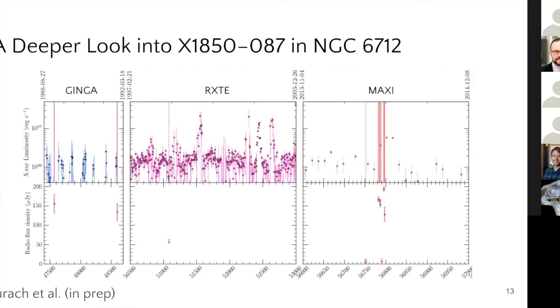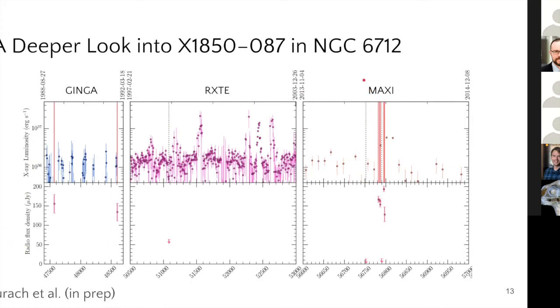So this plot is a little all over the place, so I'm going to try my best to explain it the best way that I can. This plot shows both radio and X-ray light curves for X1850. The top half of the plot shows X-ray light curves from Ginga, RXTE, and MAXI, while the bottom half shows archival data from our MAVERICK observations, as well as archival data from the VLA. The solid red lines in the X-ray plot signify when it was detected in the radio, while the dotted lines represent non-detection, as you can see right here.